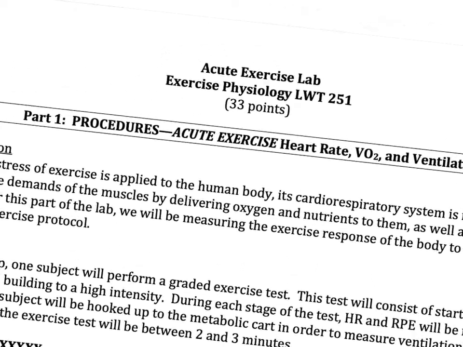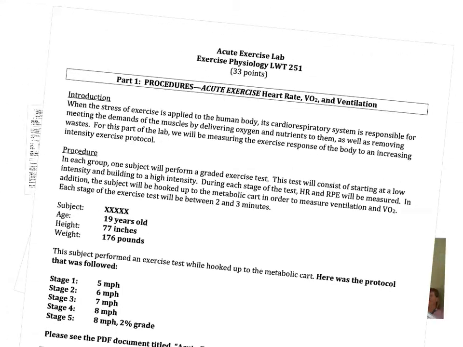So this would have been our acute exercise lab, and basically we would have done 2 things in this lab. One, we would have done some VO2 max testing. Okay, so we did that before. It's a graded exercise test where we start off at a low intensity and we continue to increase that intensity on the treadmill until the subject says they're done. So we would have done a couple VO2 max tests.